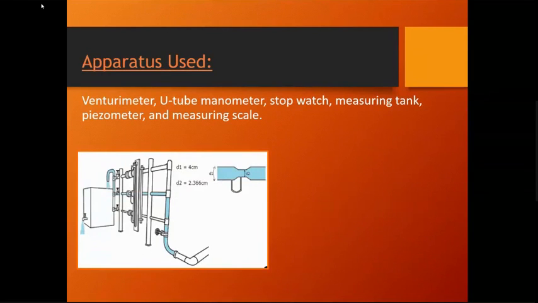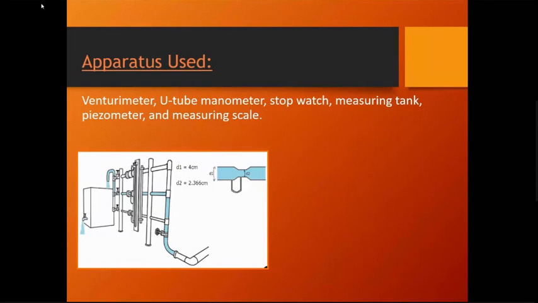Okay. Second is discharge, the rate of fluid flow, which tells us how much volume of fluid is passing through a given cross section in a period of time. Now let us move on to the experiment.